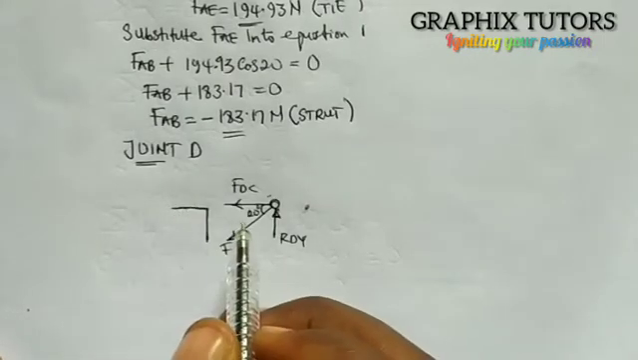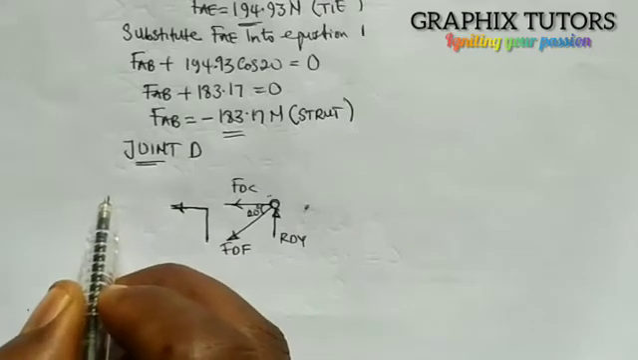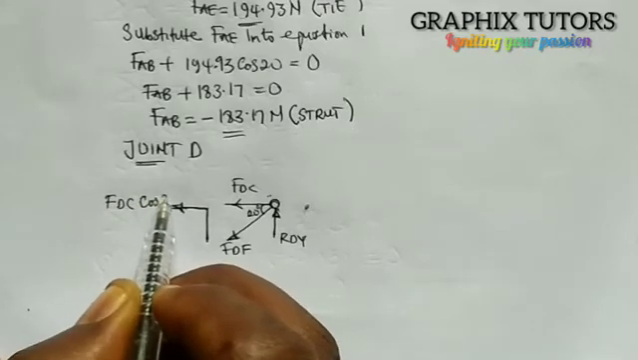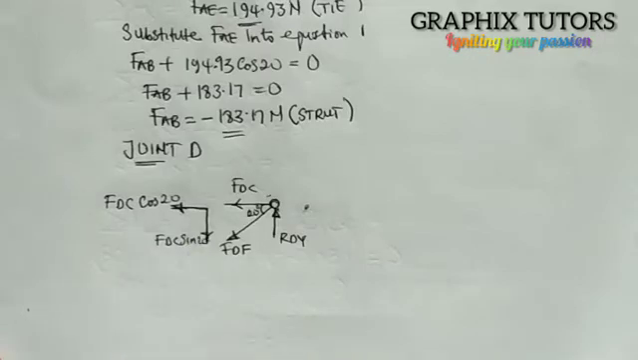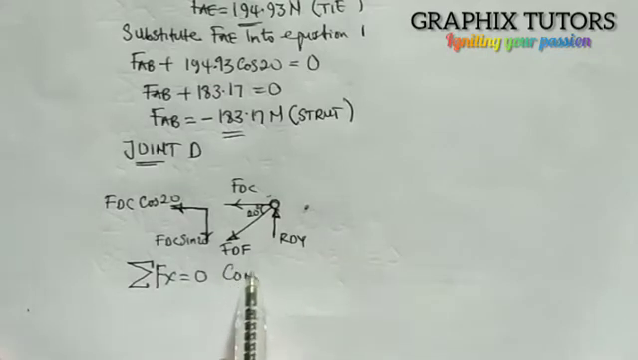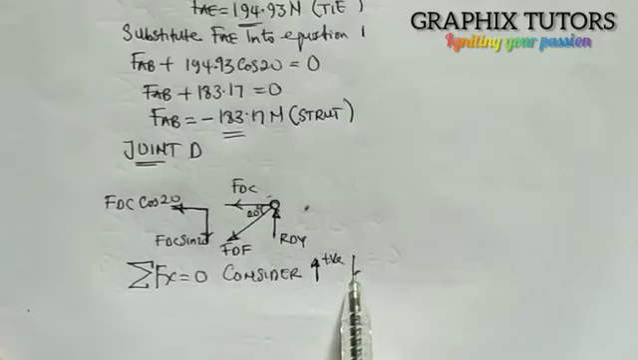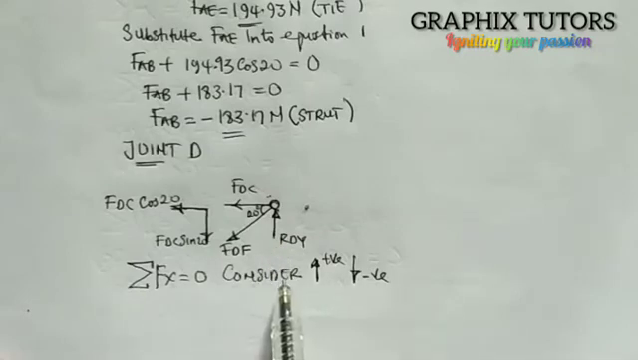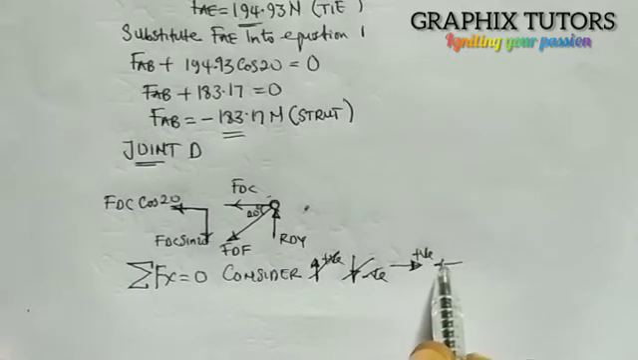Watch my video on coplanar forces to understand the resolution of forces. So this will be coming this direction, and that will give me FDF cos 20, and here will give me FDF sine 20. The first one should be summation of Fx equals 0. We consider force acting towards the right to be positive, and force acting towards the left to be negative.